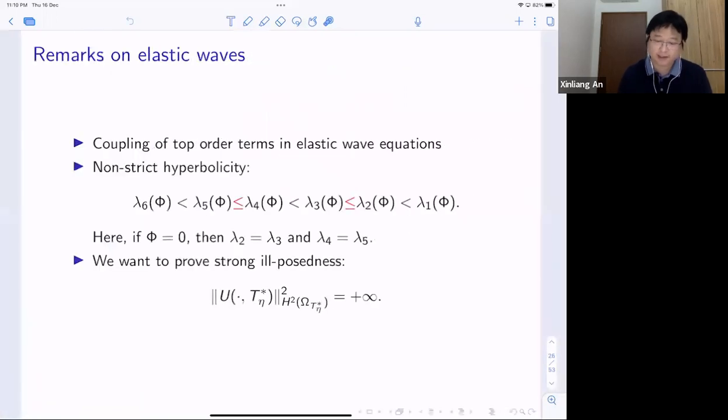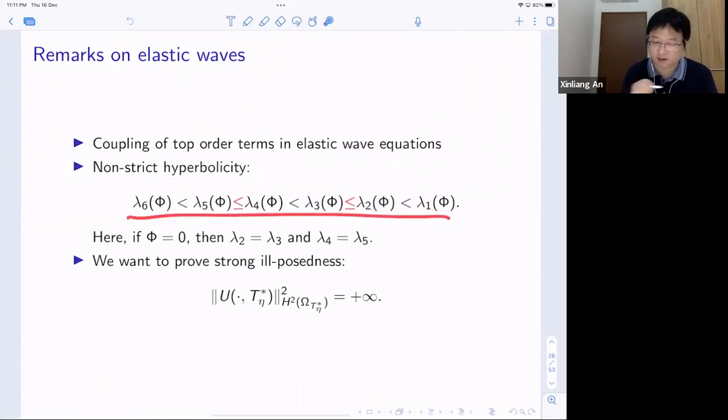Some remarks for the system. For the elastic wave, we already saw that we have the top order coupling, and we have non-strict hyperbolicity, meaning for the 6 by 6 coefficient matrix we will have 6 eigenvalues, but two pairs of them will be very close to each other. In the region we consider, the unknowns are close to zero. If phi is zero, lambda 3 and lambda 4 will be the same, and lambda 5 and lambda 6 will be the same. This is related to something degenerate. Moreover, we want to prove a strong ill-posedness result, which is an instantaneous H2 norm blow-up.